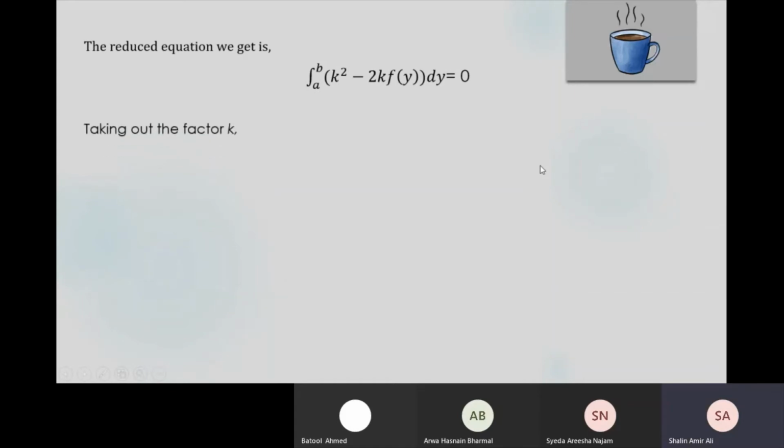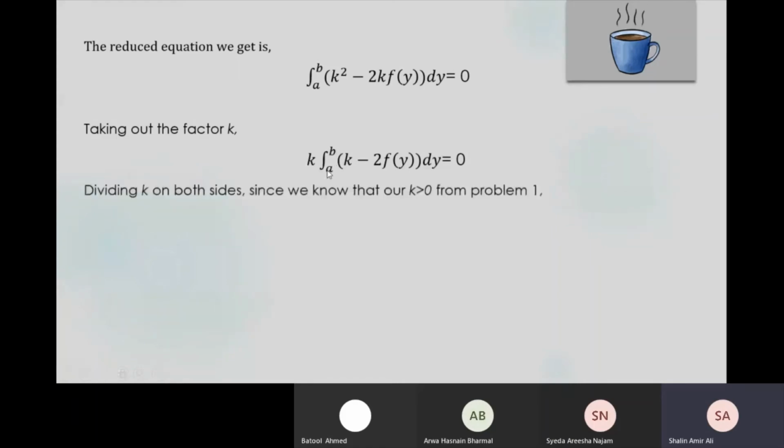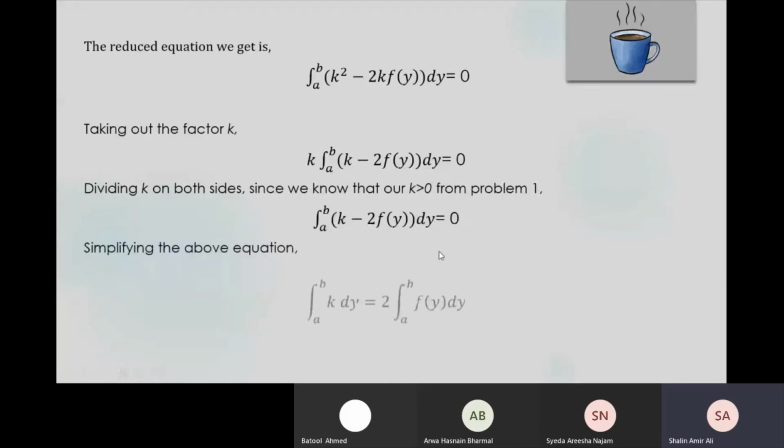Now what we do is take out the factor k from this integral and divide by k on both sides to get rid of it. But before dividing on both sides, what we note from problem 1 is that our k is greater than 0. We will not look into the value of k when it is equal to 0. So keeping that in mind, we have divided by k on both sides, and splitting this integral, we have this equation, that is, the integral of k dy is equal to 2 times the integral of f of y dy.